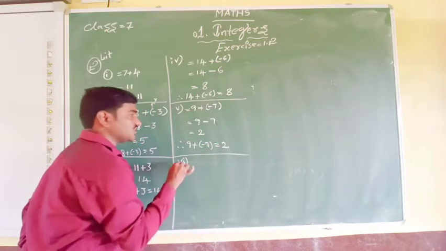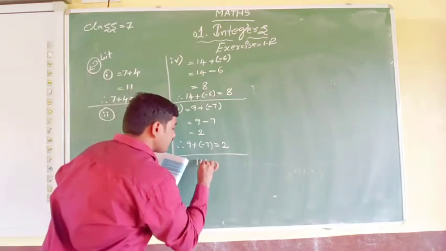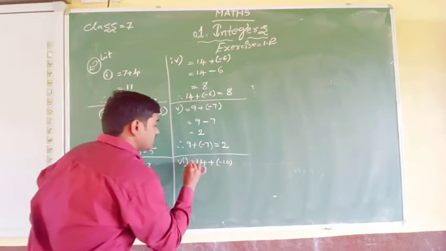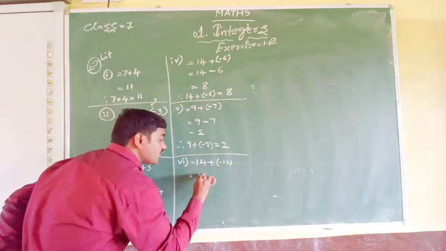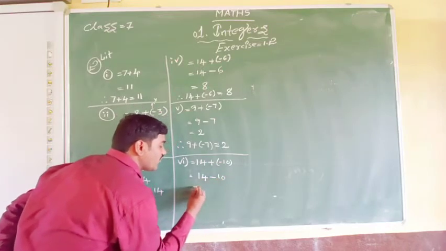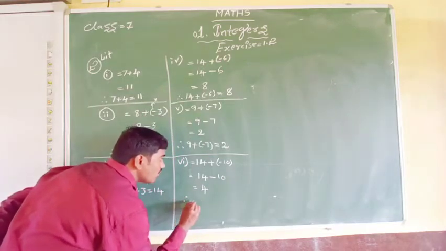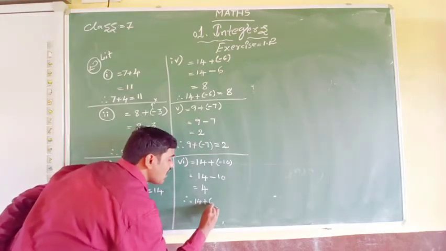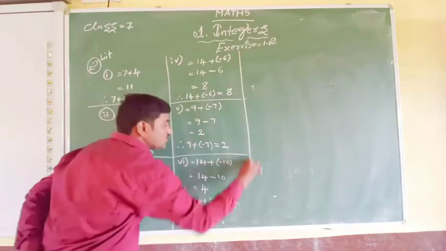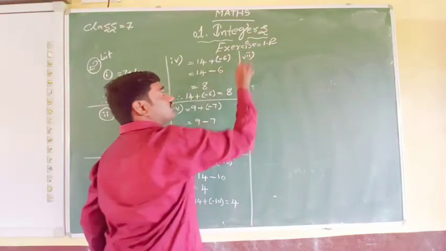Then the sixth question here, 14 plus of minus 10. Okay, here we know that plus into minus is minus 10. From 14 you subtract 10, we get 4. Therefore, 14 plus of minus 10 equals 4. So, let's go for the next one, that is the seventh question.